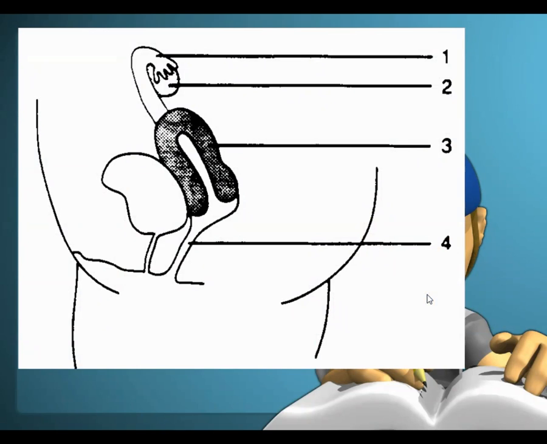Okay, so now looking at this is a side view of the female reproductive system, and I'd like you to label this on your picture. So structure 1 is pointing to the fallopian tube. Structure 2 is the ovary, and structure 3 is the uterus. Structure 4 is the vagina.